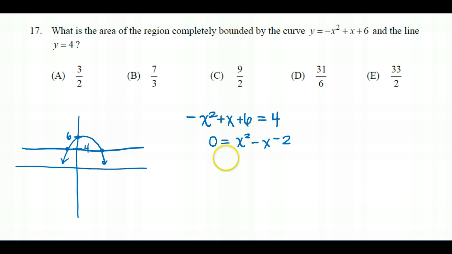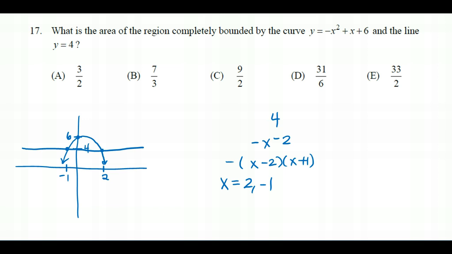So let's go ahead and factor this. So I have x minus 2, x plus 1 equals 0. So x equals positive 2 and negative 1. So that looks pretty good based on the sketch that I drew, that the x value of the point of intersection on the left is negative 1 and on the right is positive 2. So now I have limits of integration, so I can set up the integral.